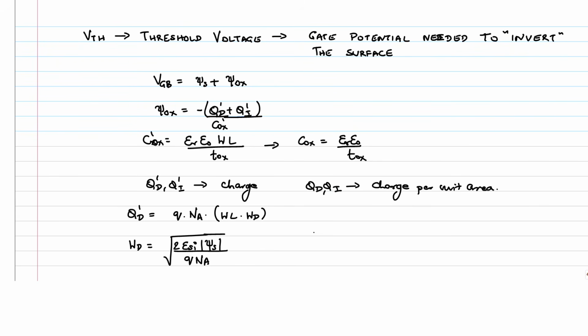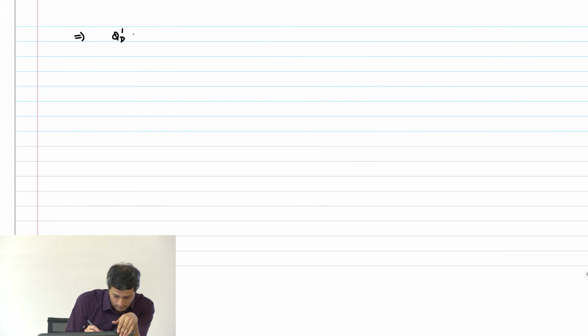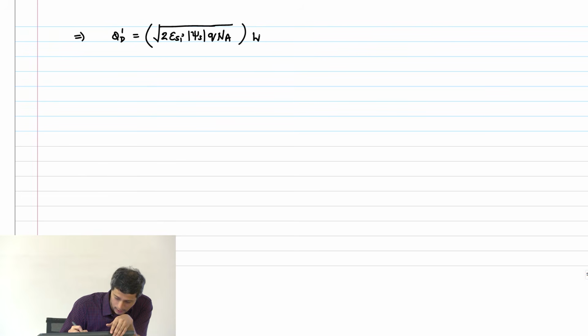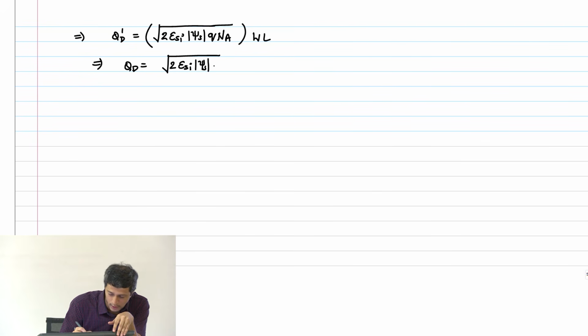Okay. So now what is QD therefore? QD prime is Q Na into W into L into root of 2 epsilon Si mod psi s by Q Na, which implies QD prime is, that Q Na will go and you will basically get root of 2 epsilon Si into mod psi s into Q into Na, whole thing into the area W into L. So, which implies the charge per unit area is just root of 2 epsilon Si mod psi s into Q into Na.